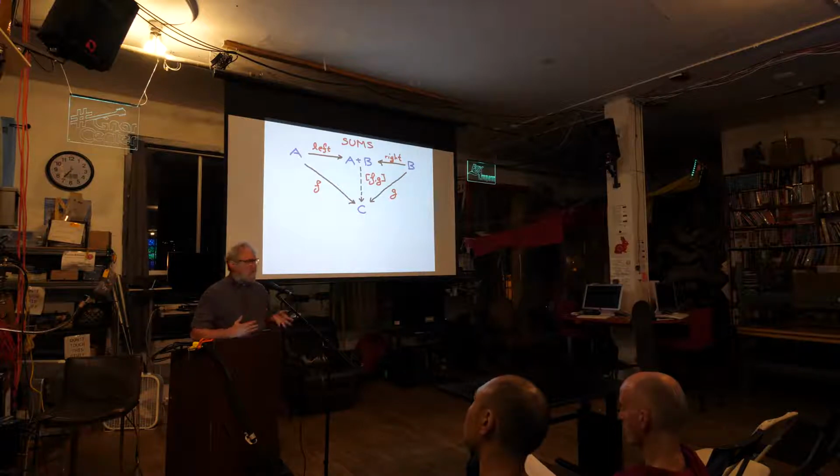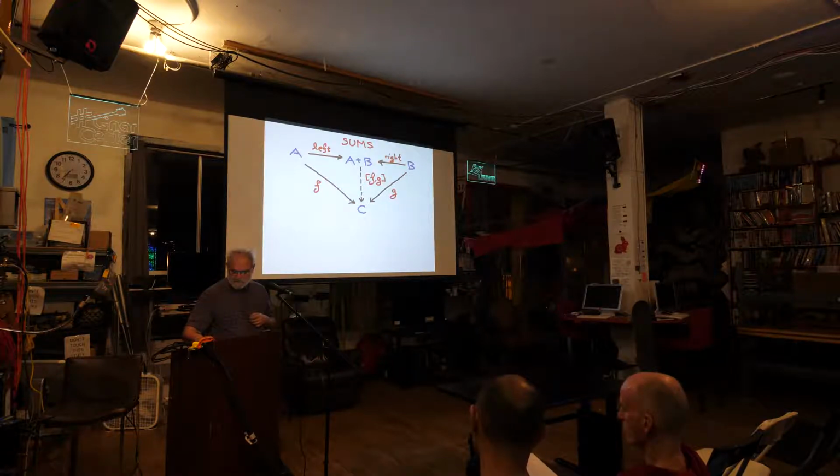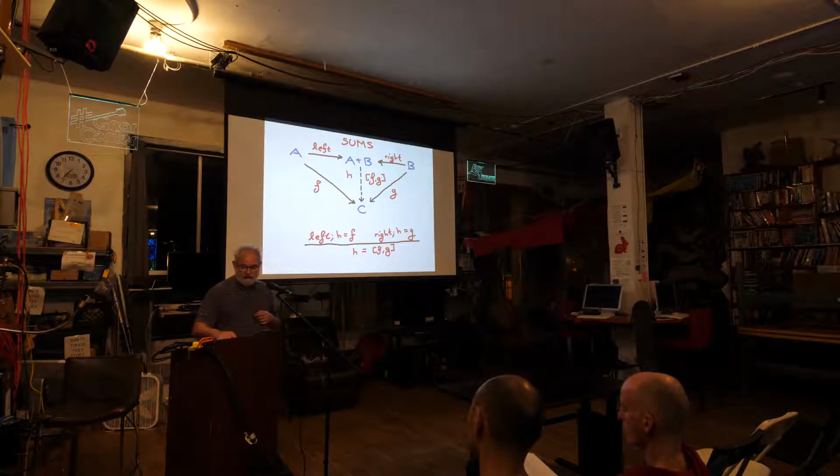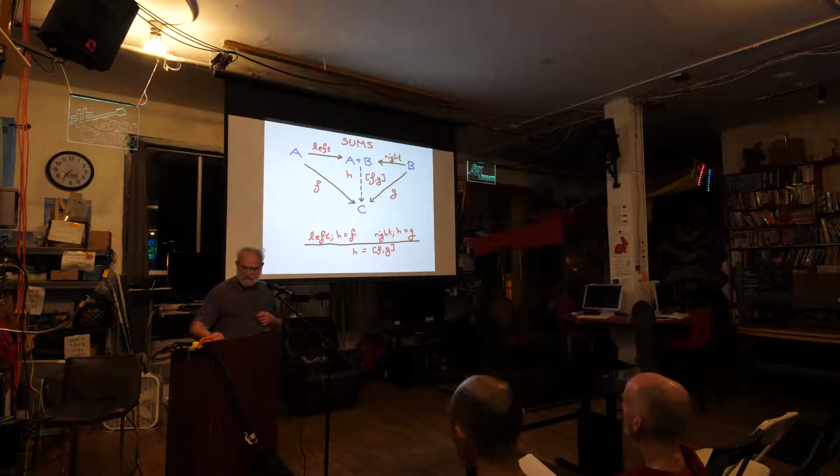And again, this is a commuting diagram, so we're saying a bunch of things. We're saying that left followed by bracket FG is the same as F, and right followed by bracket FG is the same as G, and FG is unique. So that means if we've got an H going from A plus B to C, such that left followed by H is F, and right followed by H is G, then we know that H is the same as FG.